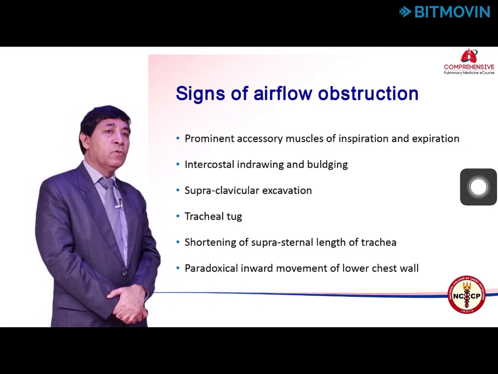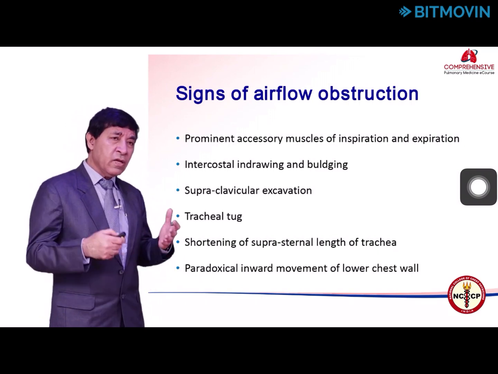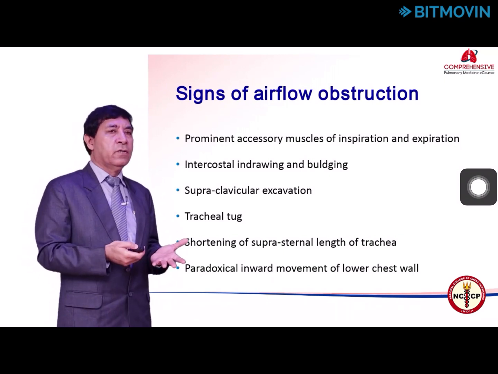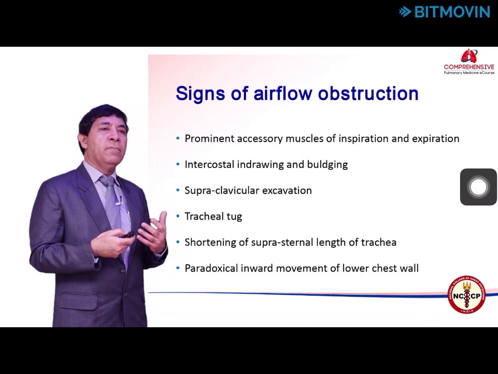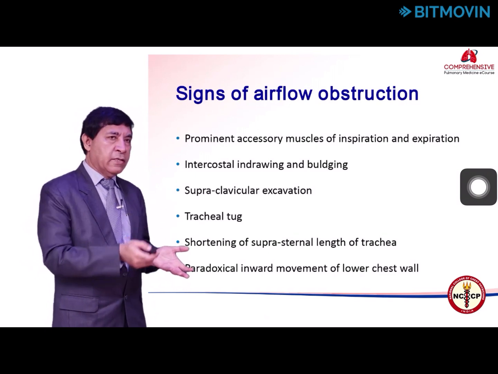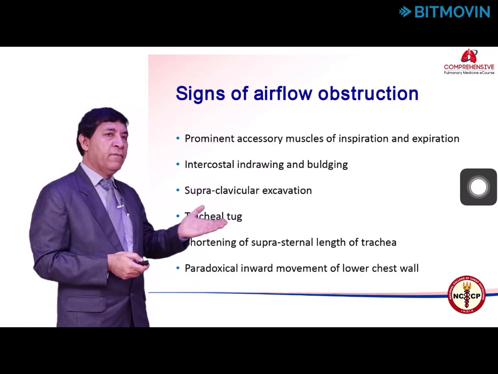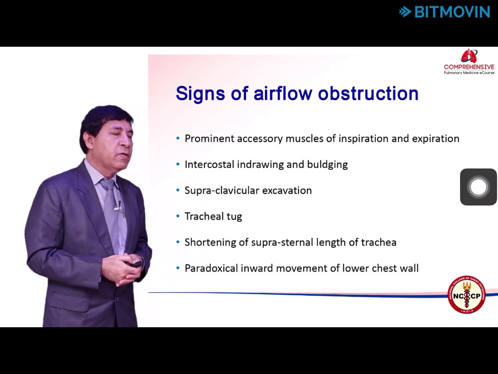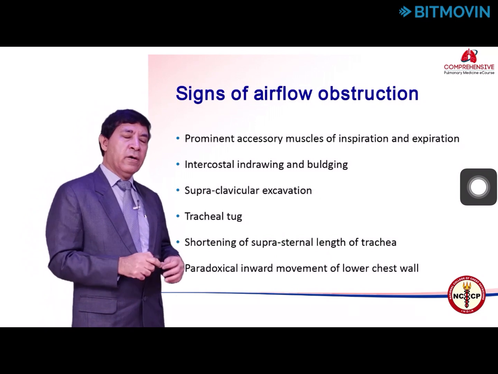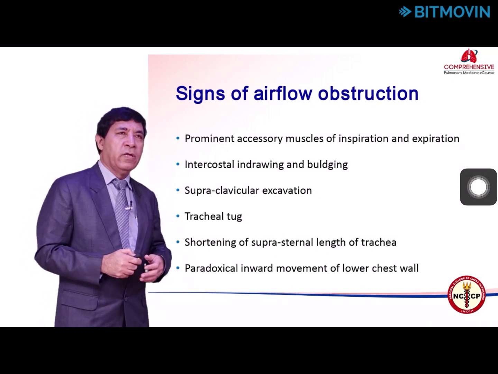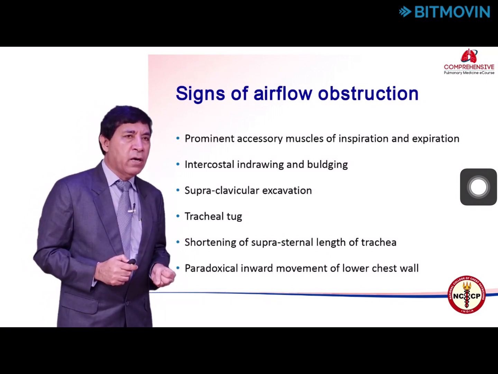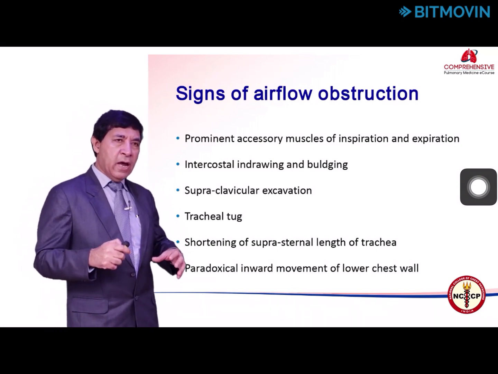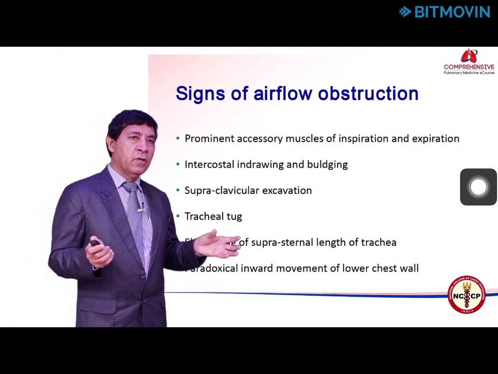Then on inspection, you can also look for signs of airflow obstruction. So if your patient has airflow obstruction, then these can be seen on inspection. As I already mentioned to you, they will have prominent accessory muscles of inspiration as well as expiration, since they have significant airflow obstruction. So in order to maintain a given tidal volume, they will create extra negative pressure in their pleura during inspiration and extra positive pressure during expiration to breathe out.